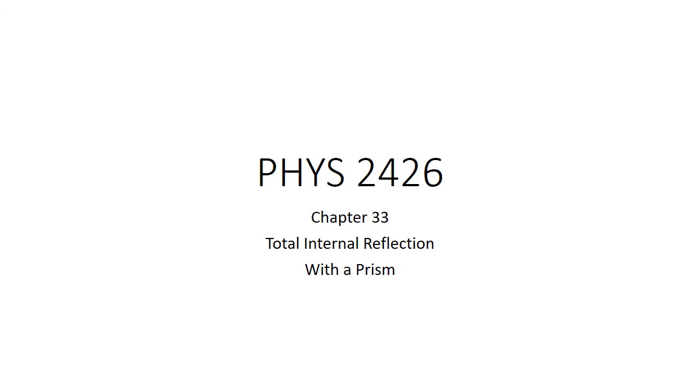So let's consider the case, for example, with total internal reflection using a prism. But wait a minute, what do I mean using a prism? Well, if you have binoculars, then for one type of binoculars that use prisms, you've got the big front end, but then the apertures here are too far apart for your eyes. Your eyes are closer together.